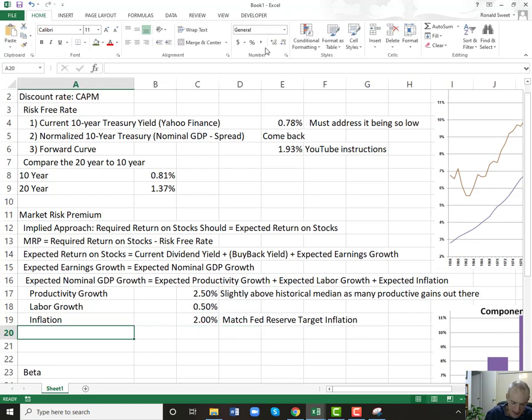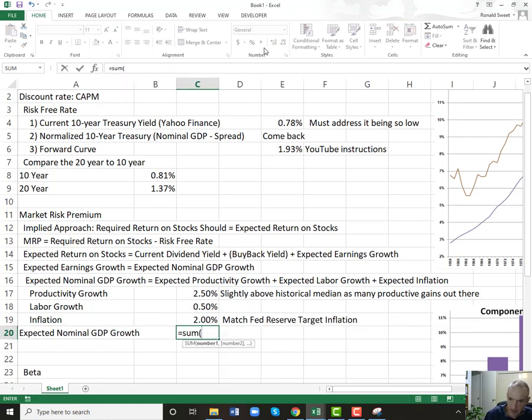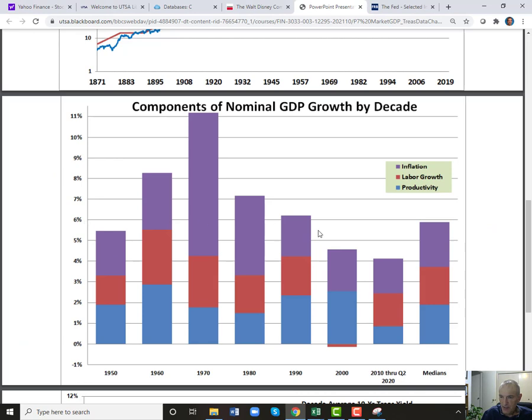And so when I do that, I get expected nominal GDP growth. I just add those together. I get about 5%. If you look at the actual historical numbers, it's averaged 6%, but that was with higher inflation. Really what I'm pulling off here more than anything is labor growth. So it's averaged 6%. I'm going to bring it down to 5%, mainly because I'm pulling off 1% from labor growth.